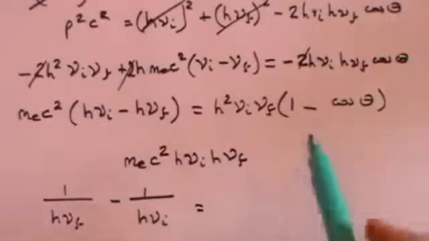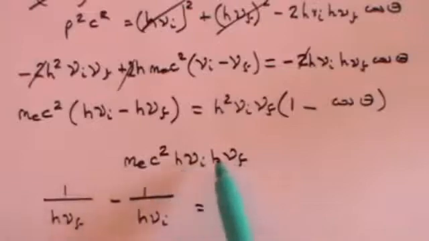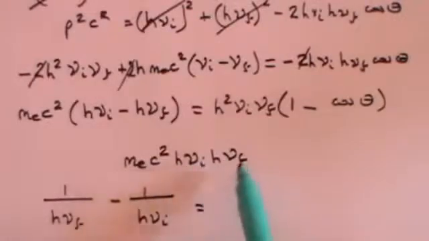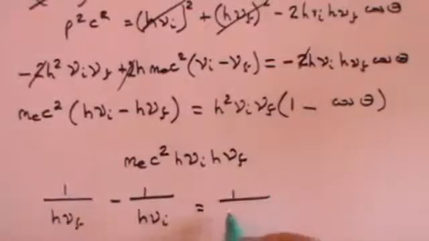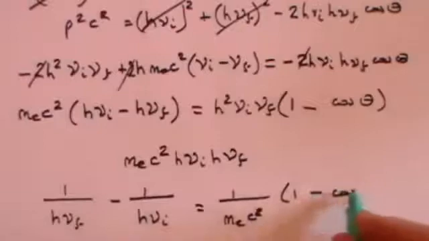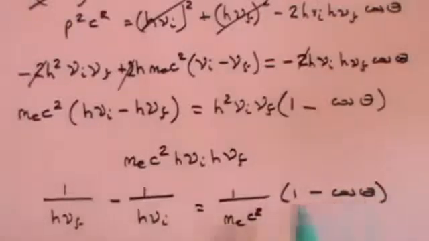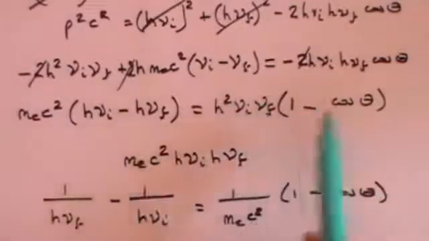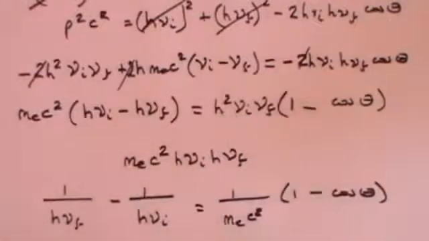When I divide this term by this term, remember this is an h squared here, so I've got an h squared, nu I, nu f cancels that. I get a 1 over MEC squared, all into 1 minus cosine theta. I don't have to divide that by this term because this is a product, so I only need to divide one part of the product.